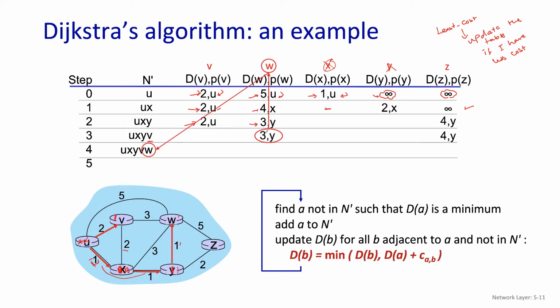So now we are at W here, right? And we know to reach W, the cost is 3. And the cost from W to Z, 3 plus 5, is going to be 8. So it's not less than 4, right? So I'm going to stick with what I already have in there.